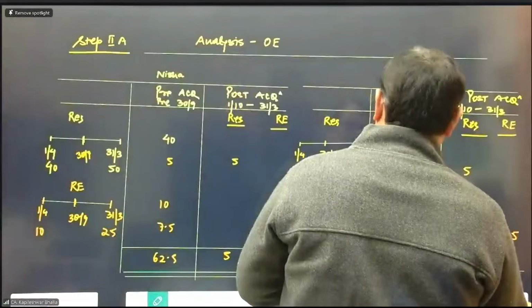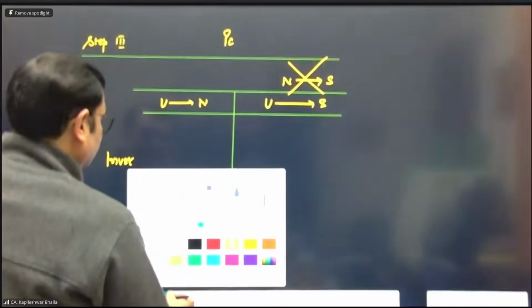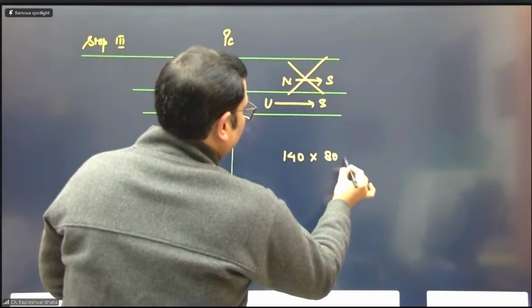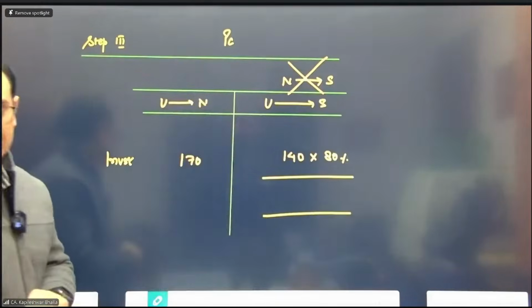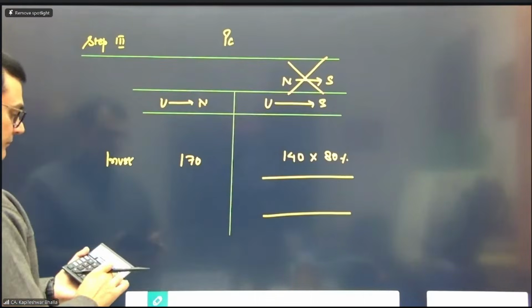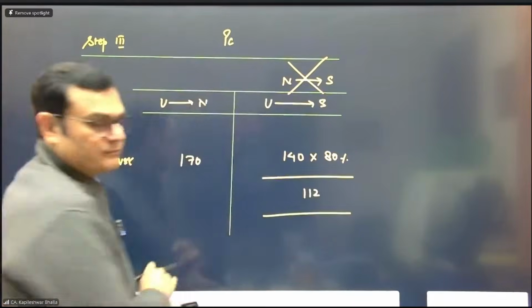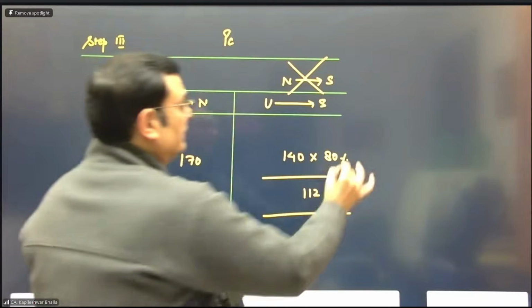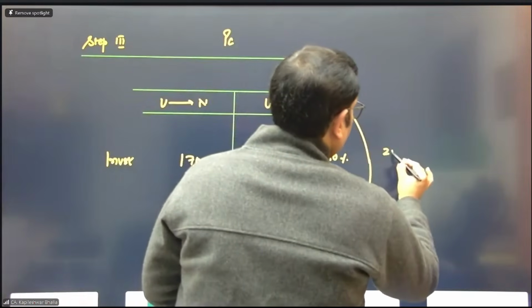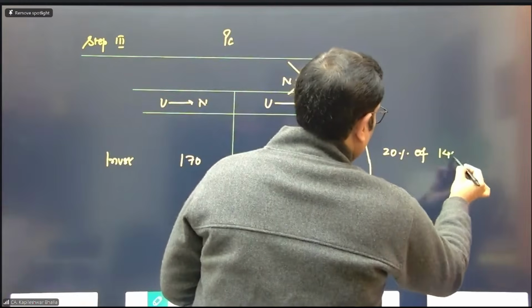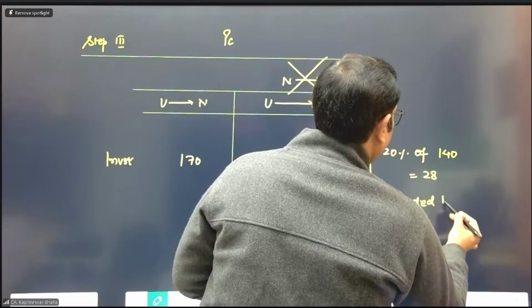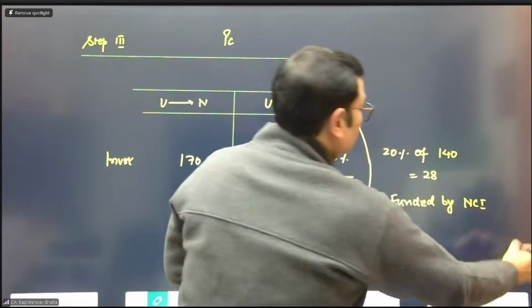So 170 and 140. So this comes to 170. And instead of this 140, we will take 80%. Let's see what is 80% in this. 112. So I think it's worth making a mention at this particular stage that 20% of 140, that is 28, is funded by NCI. You may not make a mention of this to the examiner.